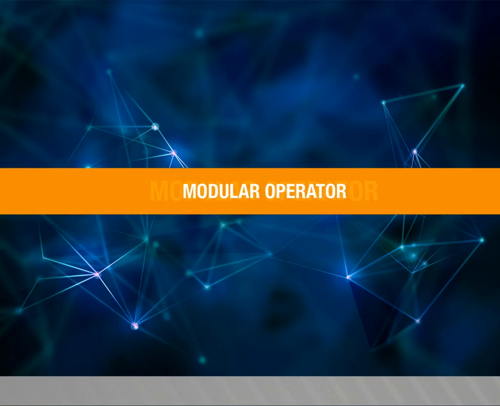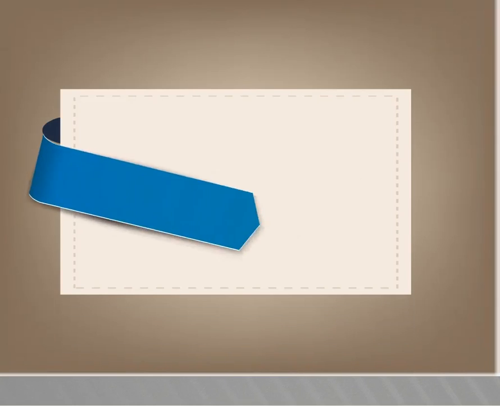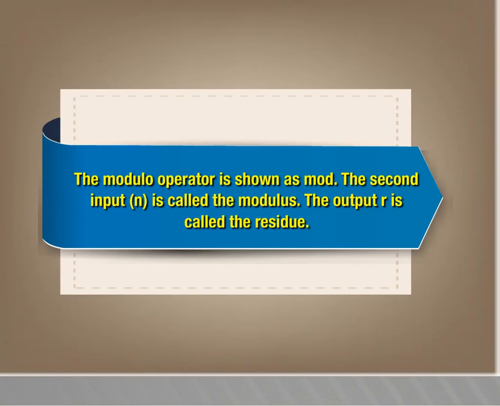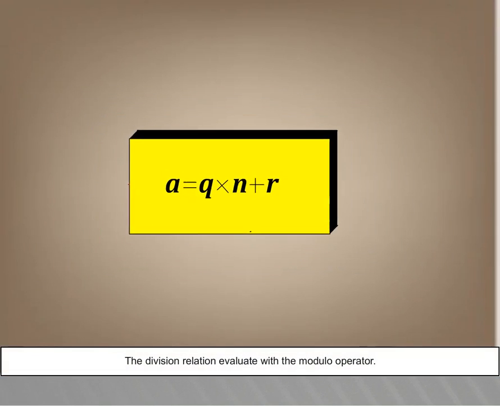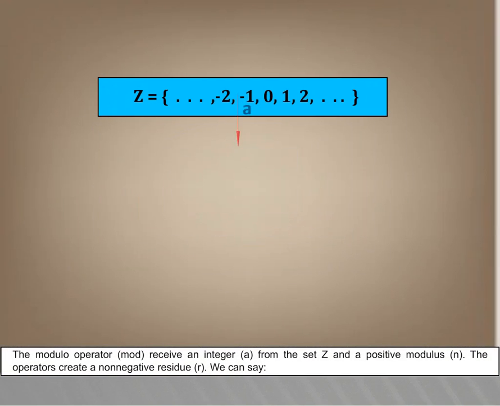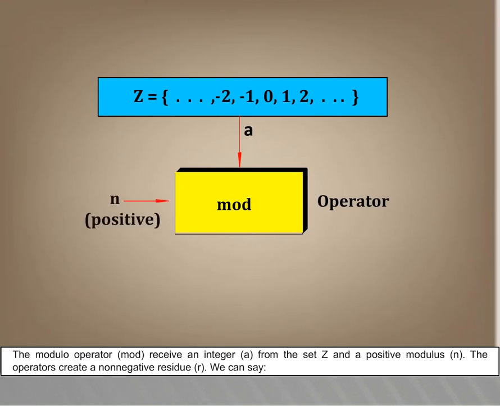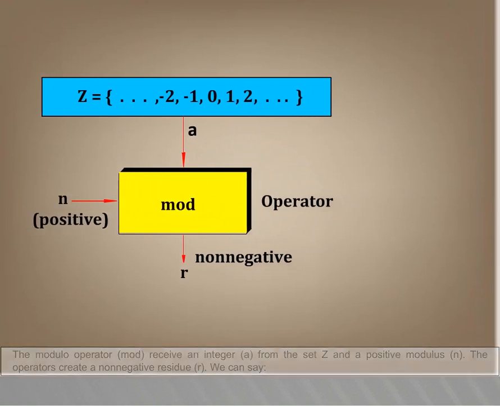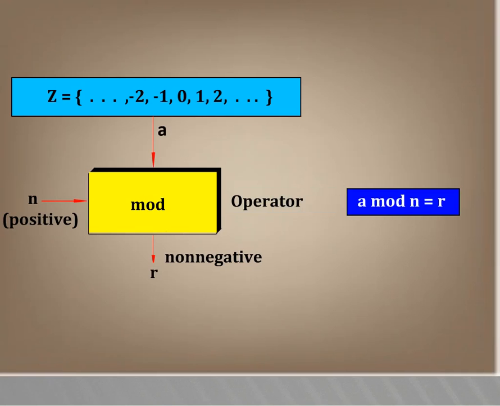Modular operator. In this video, we are going to see about the modular operator. The modulo operator is shown as mod. The second input n is called the modulus. The output r is called the residue. The division relation is evaluated with the modulo operator. The modulo operator mod receives an integer a from the set Z and a positive modulus n. The operator creates a non-negative residue r. We can say a mod n is equal to r.